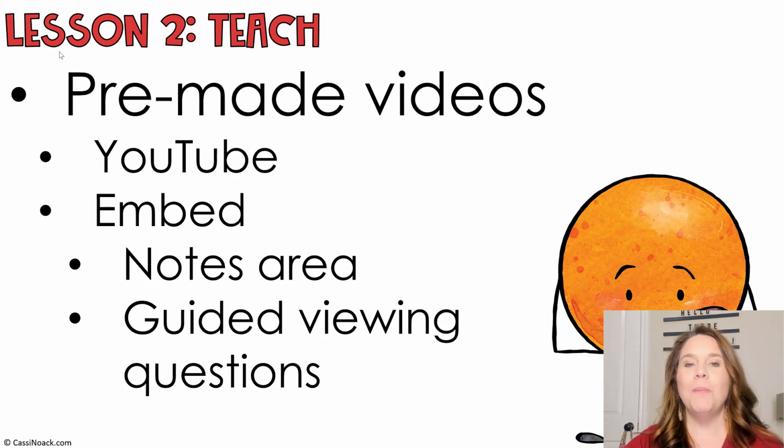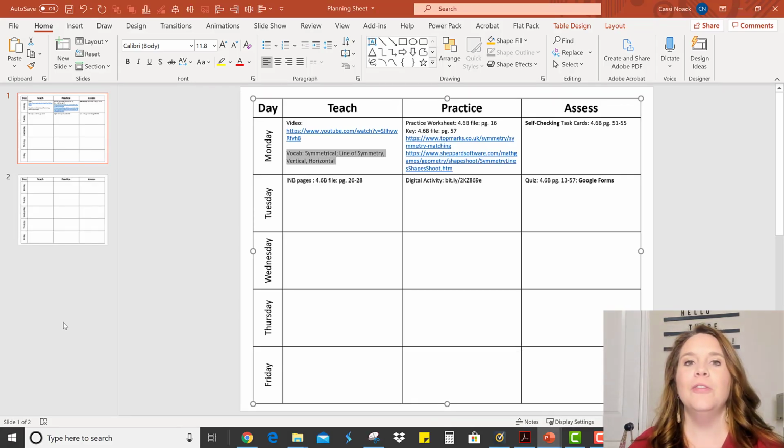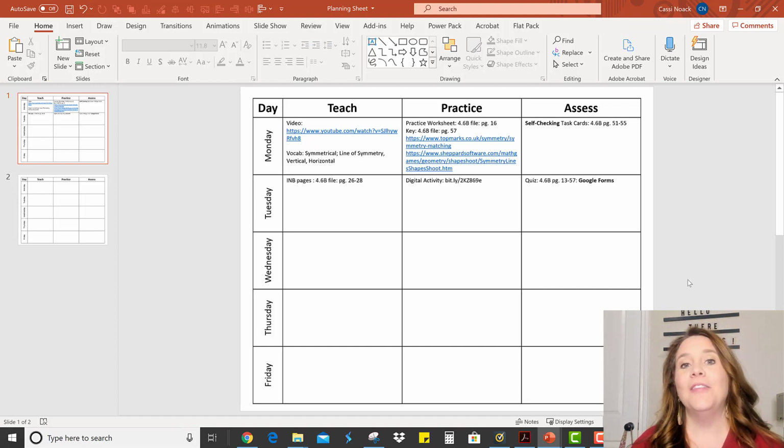All right, so let's look back at our plan really quickly. Okay, so here's our plan. Under the teach column, we have a video that I found on YouTube about teaching symmetry, and I also wanted to include a few symmetrical vocabulary words. Okay, so let's go and start creating our actual learning path. That is what we're going to give our students to learn.